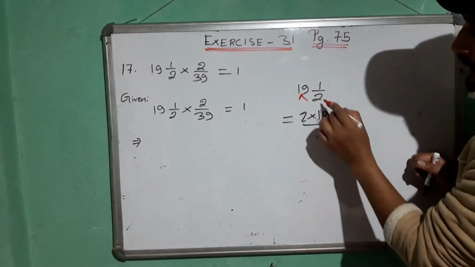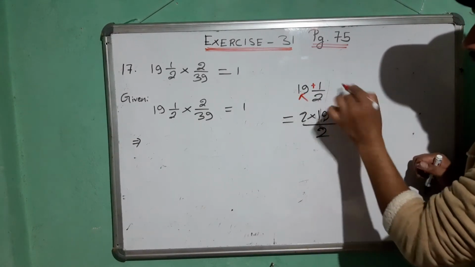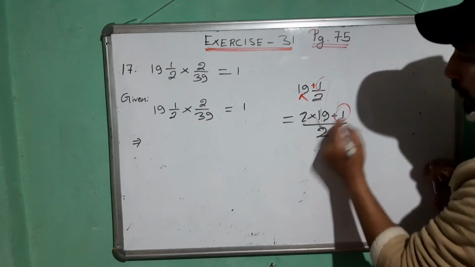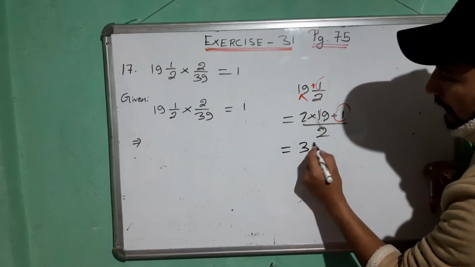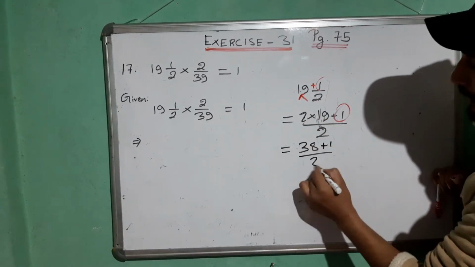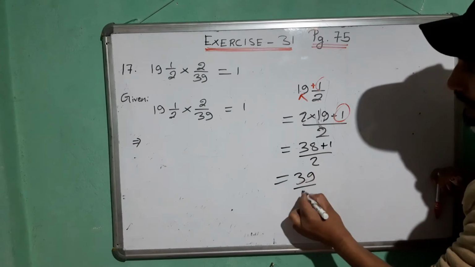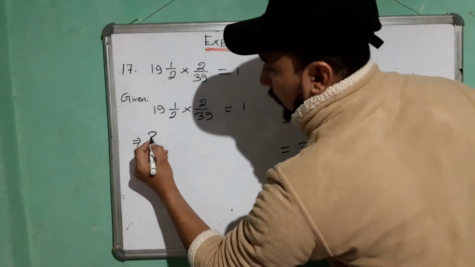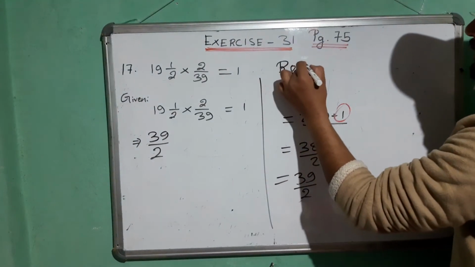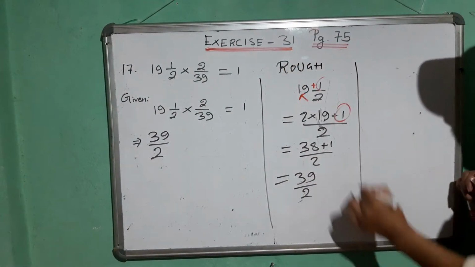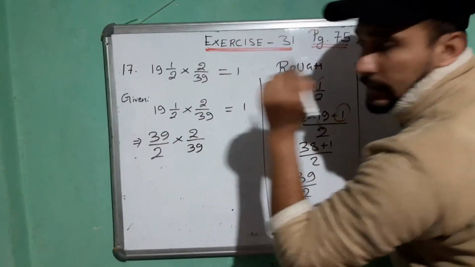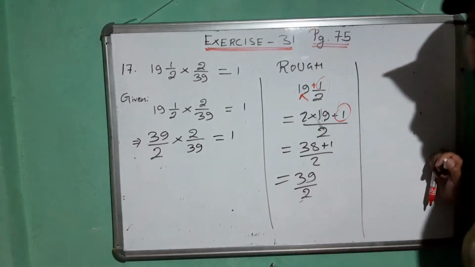You have to multiply 2 into 19 and add whatever is left here. So 2 into 19 is 38, 2 9s are 18, 38, plus 1, divided by 2. So it will be 39 divided by 2. Here you will get 39 divided by 2. This you can copy in the rough column, into 2 upon 39, this as it is, equals 1.